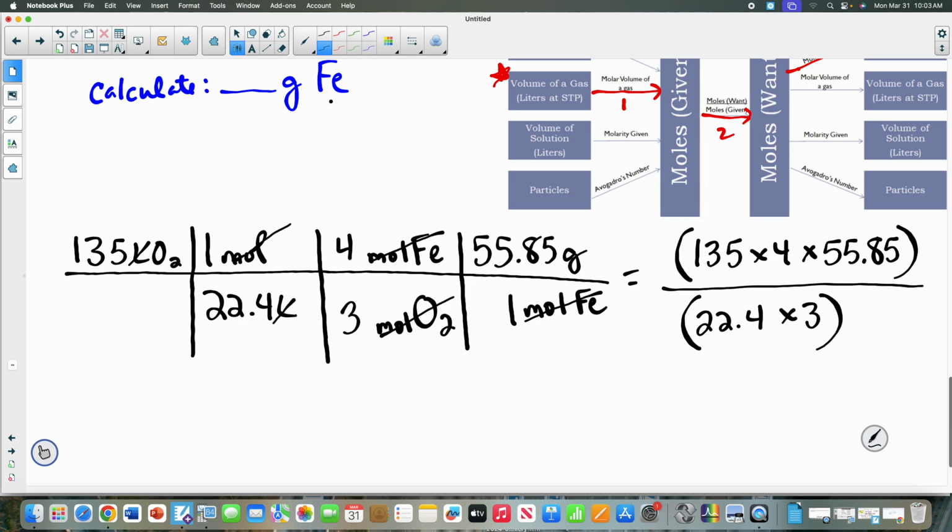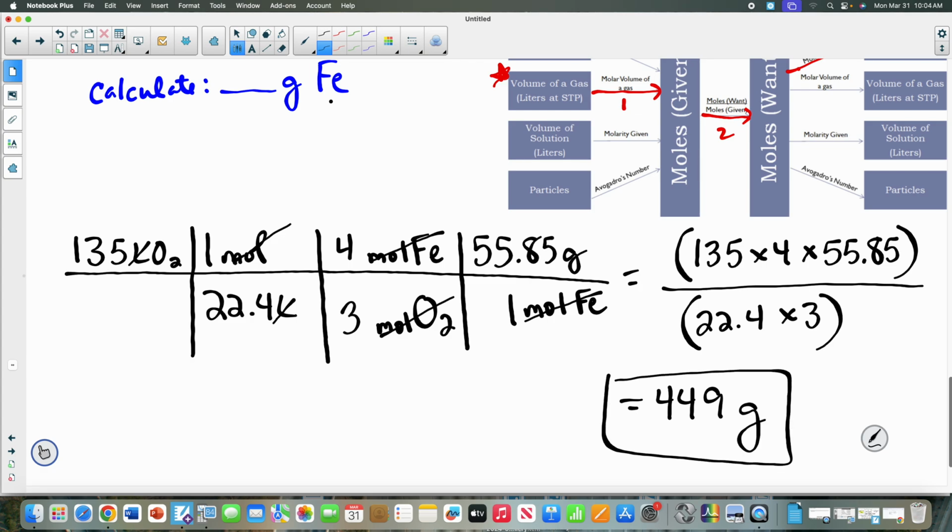Okay, I know what this class needs. I know what you need. So first of all, let's just verify. Did anyone put this into their calculator and get something similar to 449? Okay.